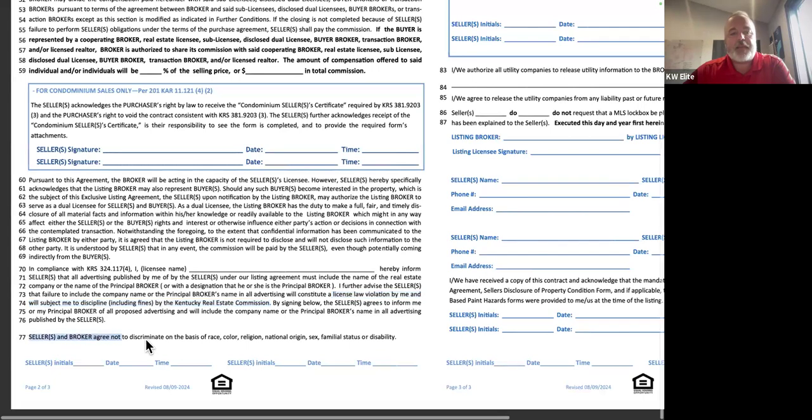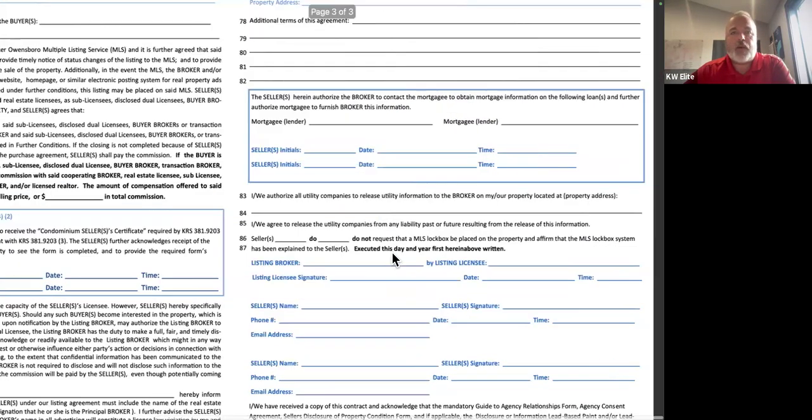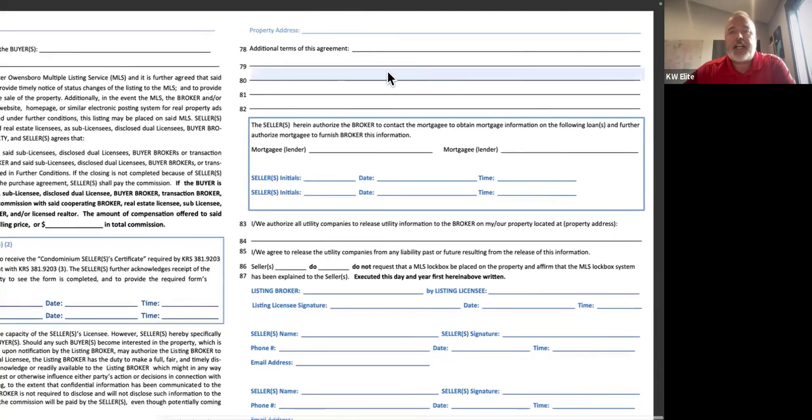And then the fair housing statement just says that the seller and broker agree to not discriminate in any way, shape, or form. Then we put in additional terms. So right in here, if it's contingent upon finding suitable housing, or whatever those additional terms are, there's a million different things. This is the section that you would fill that out.